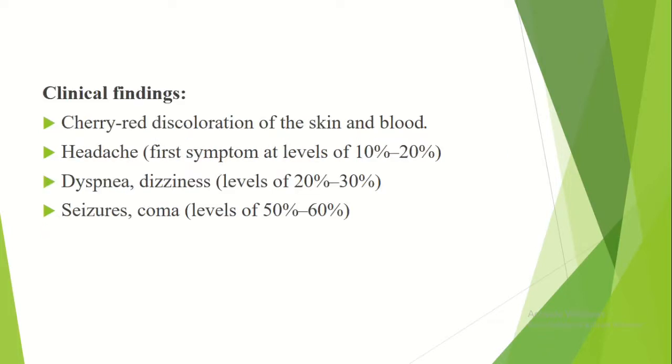Patients with carbon monoxide poisoning can present with cherry red discoloration of the skin and blood, and they can present with headache, dyspnea and dizziness, and eventually they can have seizures and coma. And the clinical presentation depends on the level of carbon monoxide in the blood of these patients, but it is worth mentioning that the earliest symptom with which they present is headache. So if you encounter any burn patient who was involved in a house fire and this patient presents with headache, you have to suspect carbon monoxide poisoning, and you can detect it by using a carbon monoxide oximeter.